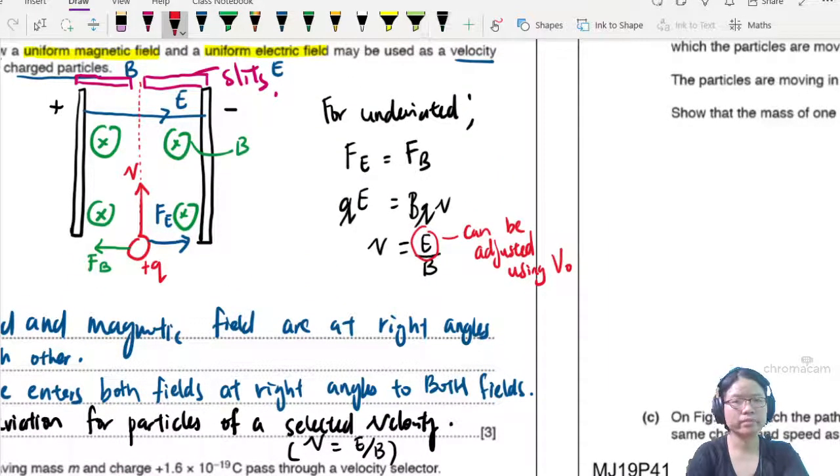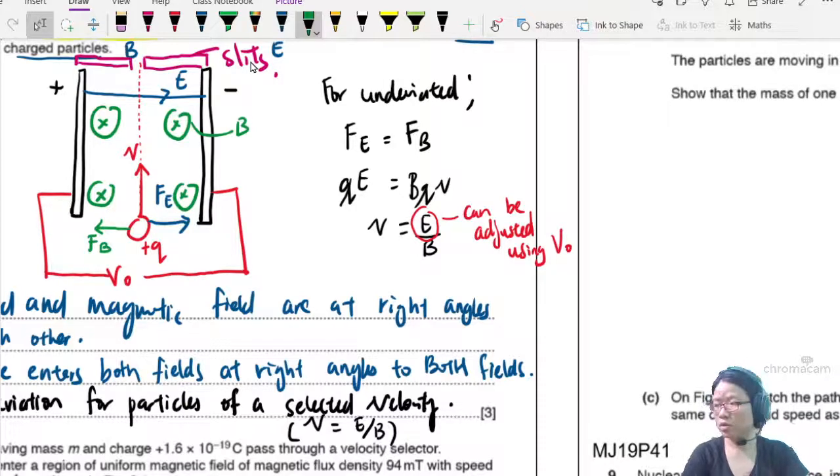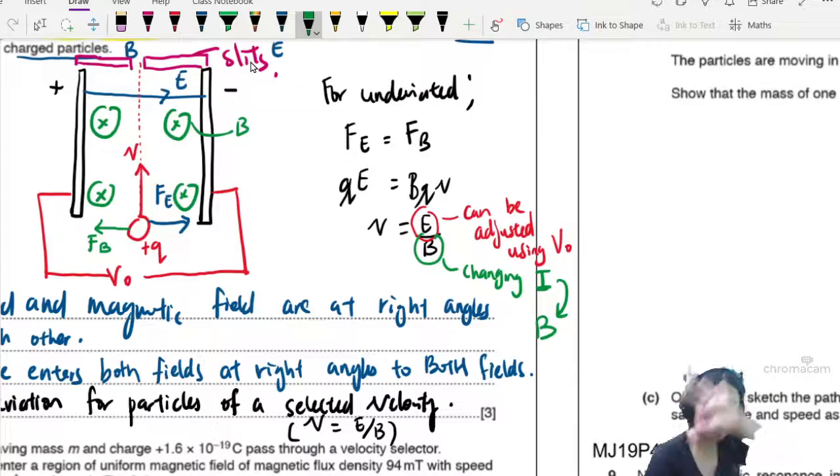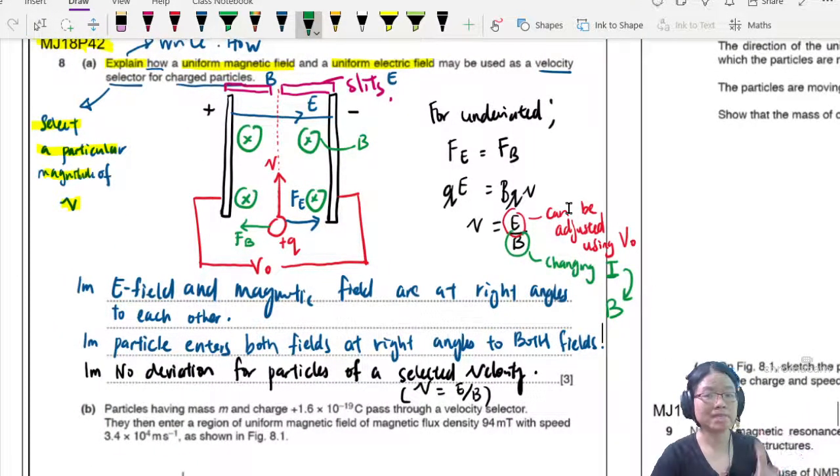So I'm talking about the setup in case this comes out in paper 5. Who knows? This is your V0, whatever you connect between these two plates, battery, power supply. How can we adjust B? B can be adjusted by changing the I, the current that causes the magnetic field B. Remember the beginning of the topic, the way we make this magnetic field is by allowing current to flow in a conductor. Don't forget these are all basic ideas that they can ask.